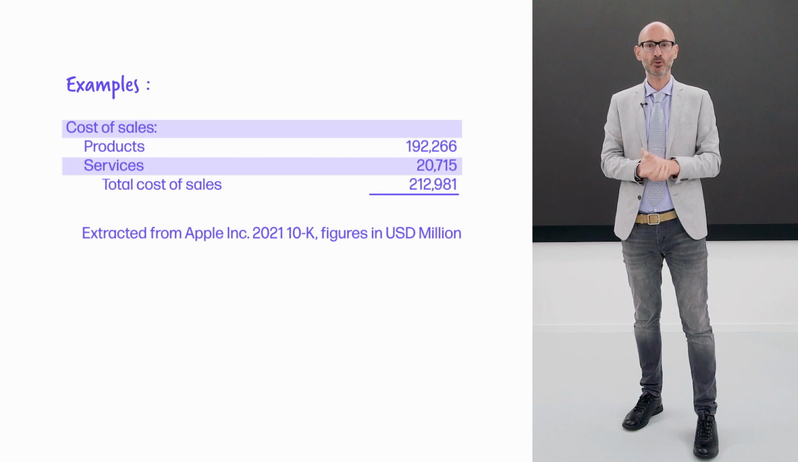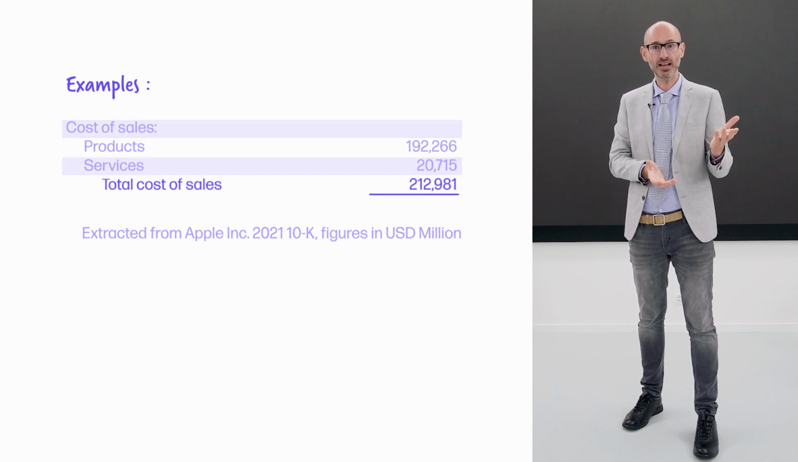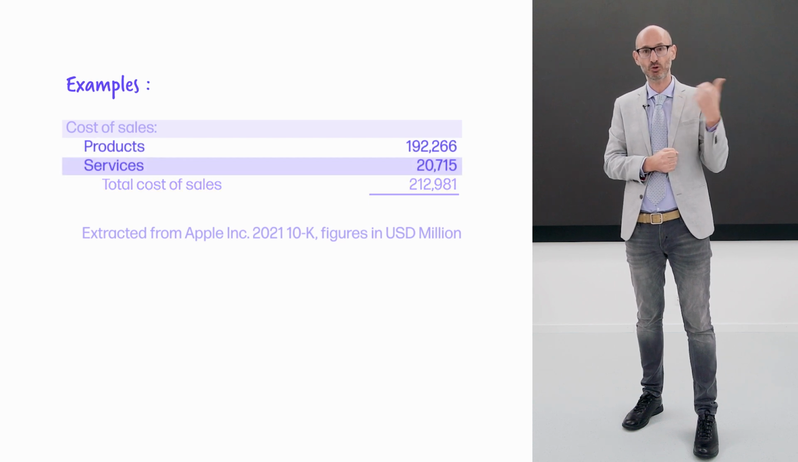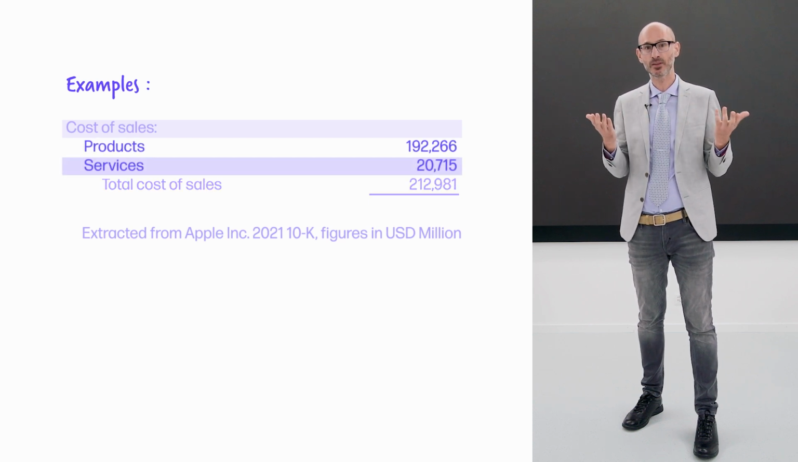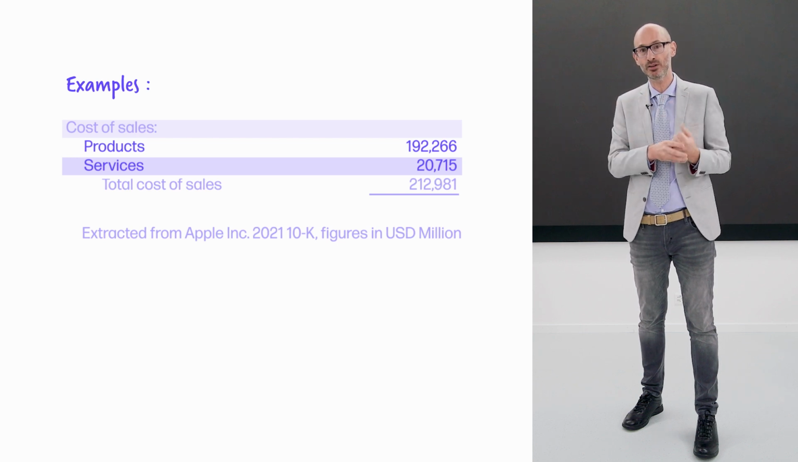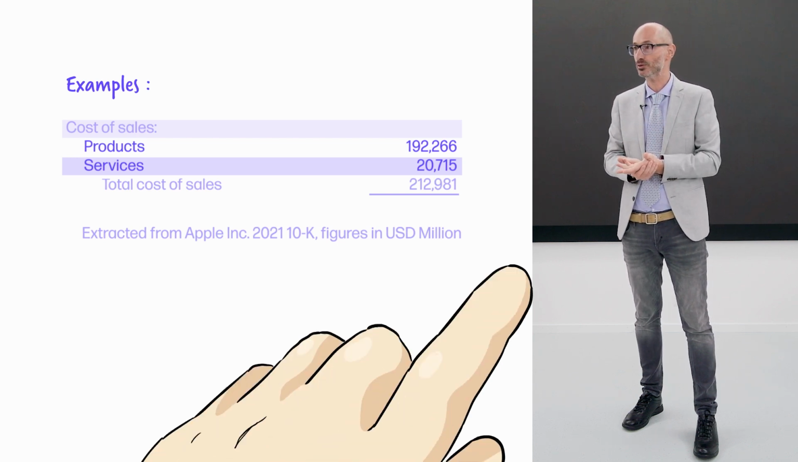Now let's look at Apple's products and services. Cost of sales is $212 billion, composed of two categories, products and services. Obviously, products is much more because they sell much more products such as the iPhone as compared to services.